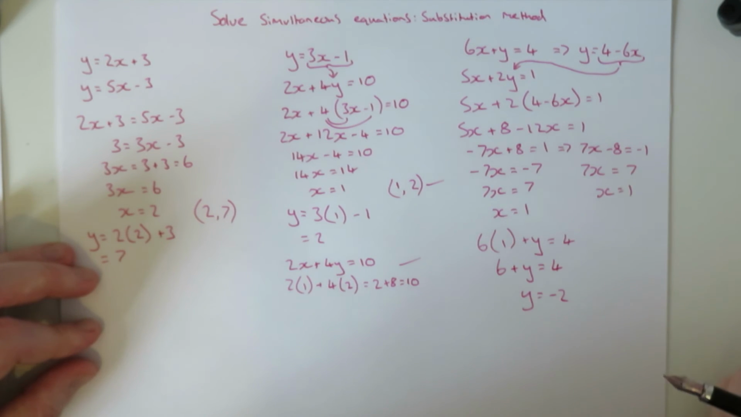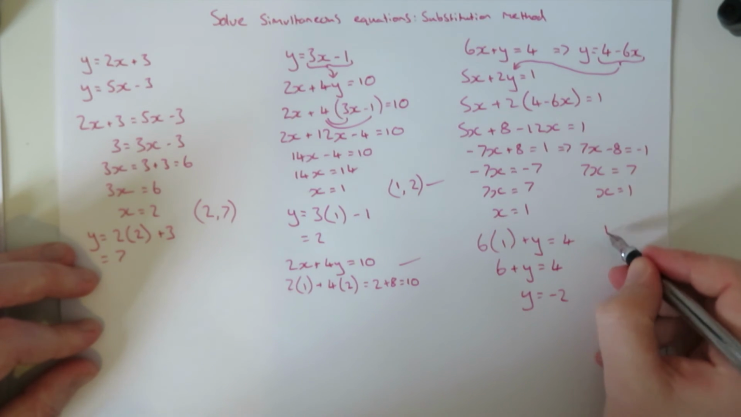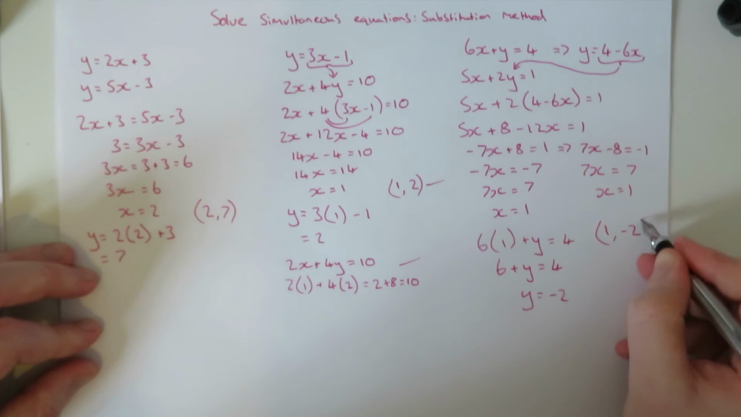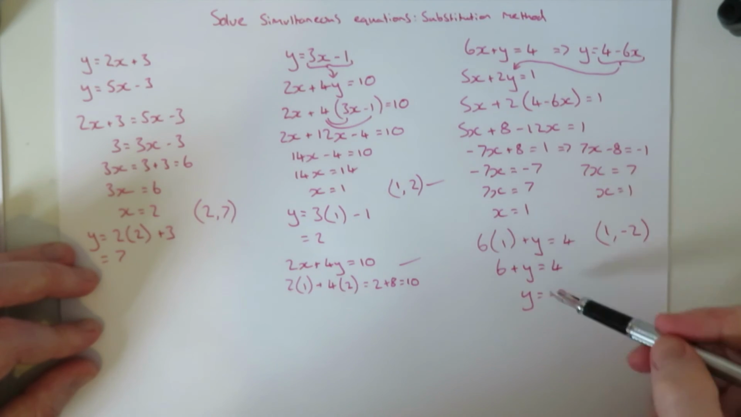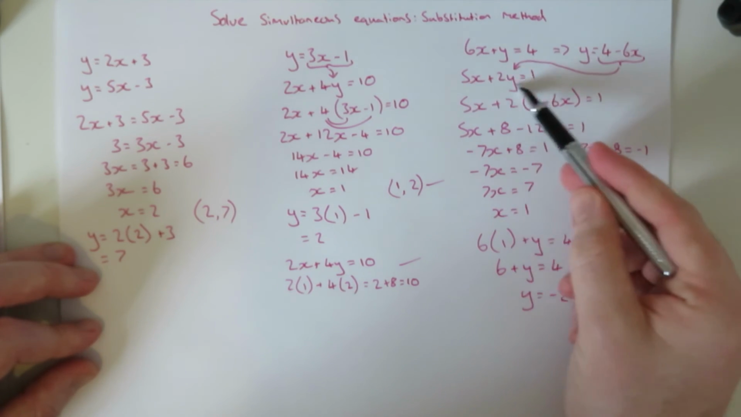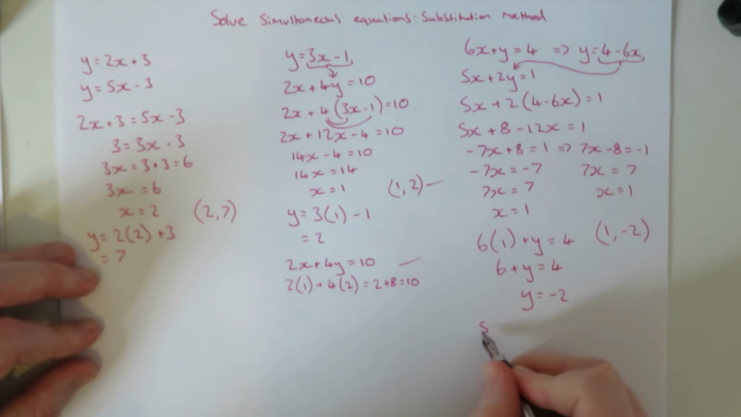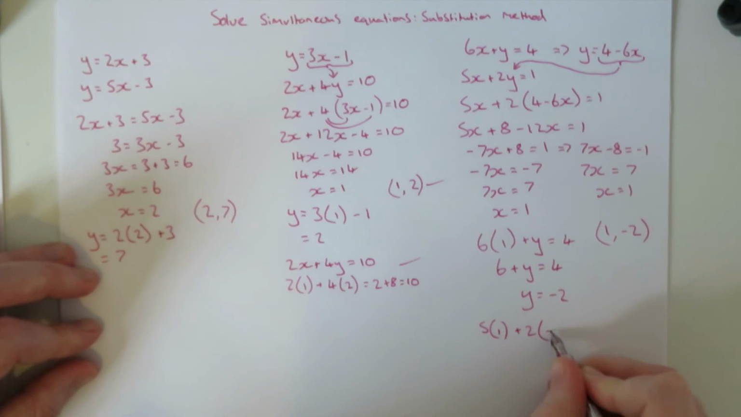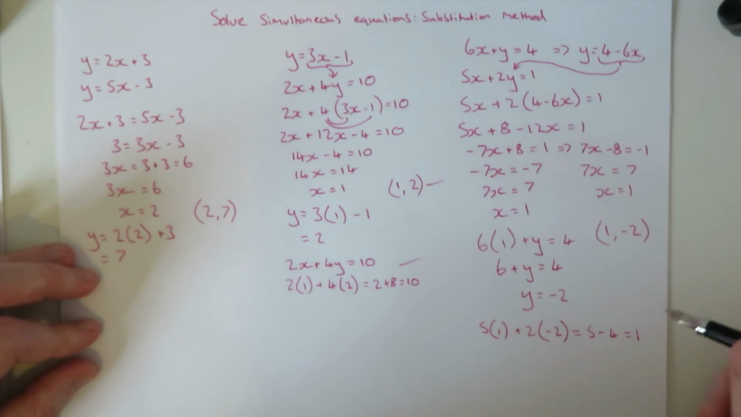And then once you have both of these solutions, what you can do then is substitute these into this equation here. So 5 lots of x, which is 1, plus 2 lots of y, which is negative 2. So that's 5 minus 4, which is 1. Is that what we had up there? Yes, it is. Okay, so that is almost certainly the correct answer.